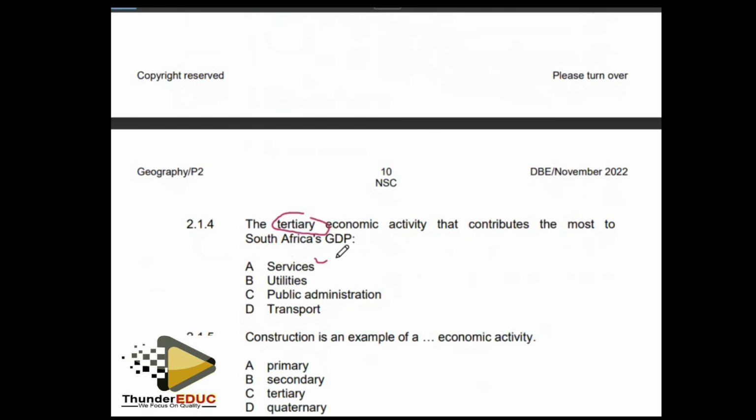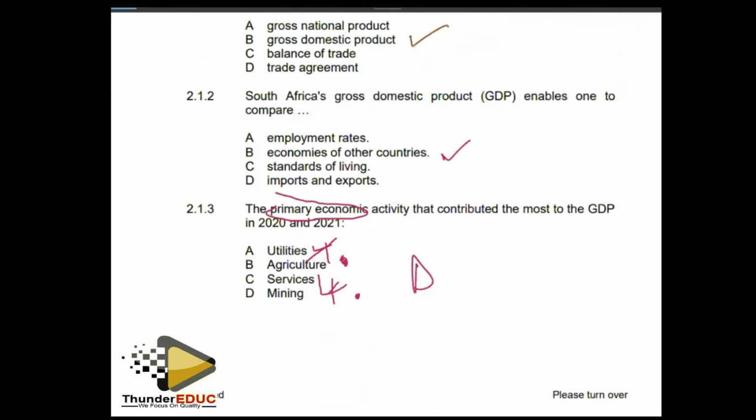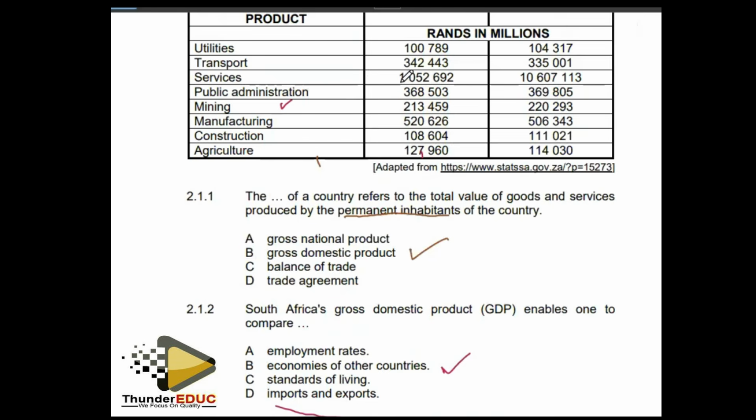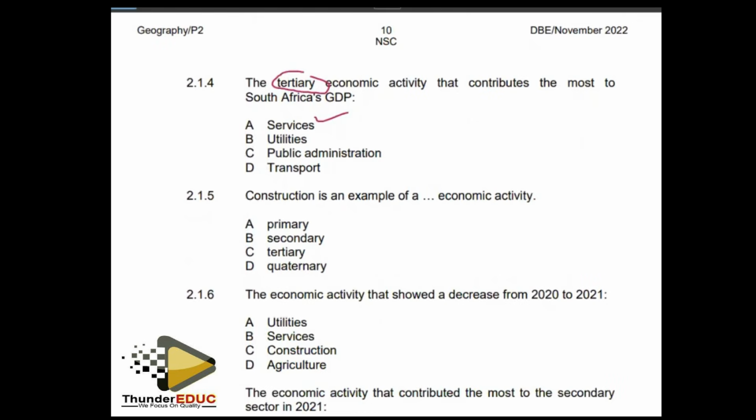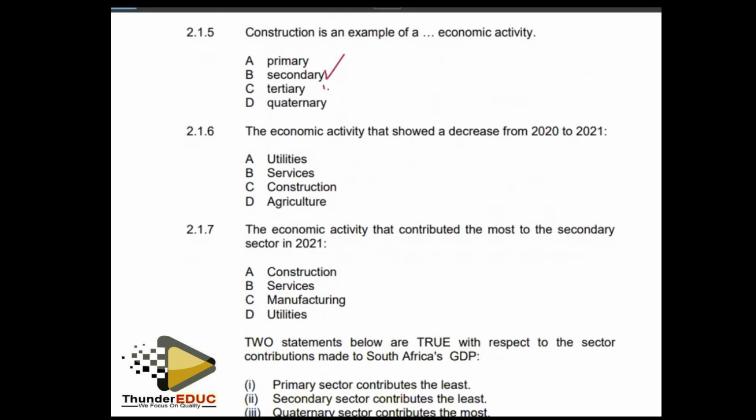Obviously, the answer there is going to be this, because that is the one that contributes most when you go back to the table. You find out that the service contributes most and it is part of the tertiary sector. Construction is an example of which economic activity? Construction is an example of a dash economic activity. Obviously, the construction, you are coming up with something new, which is secondary.